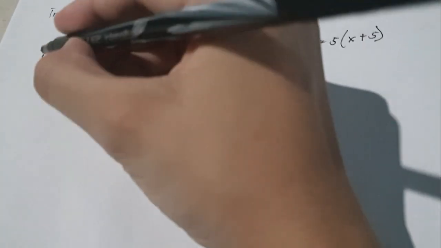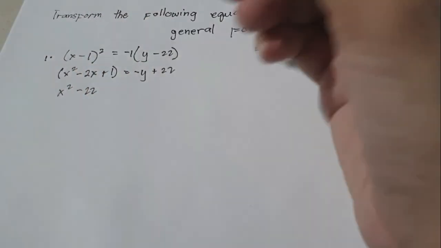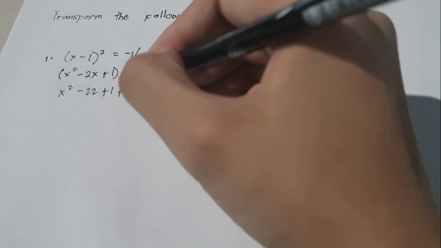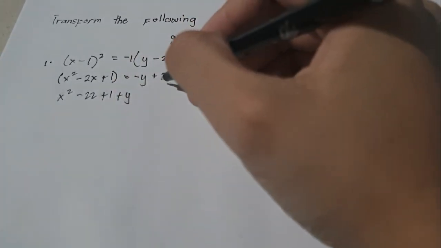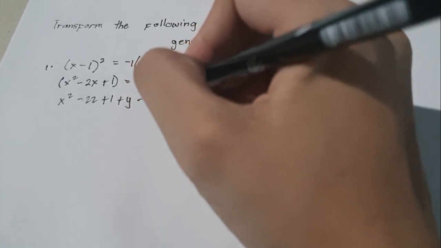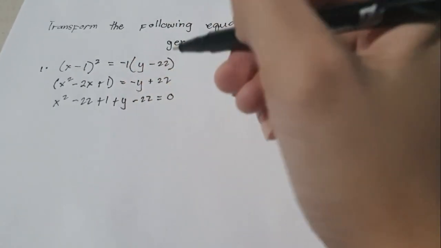So now let's first remove the grouping symbol. So we have x squared minus 2x plus 1. And then we move negative y to the left side. It will become positive y. Then we will move positive 22 to the left side. So we get negative 22 equals 0.